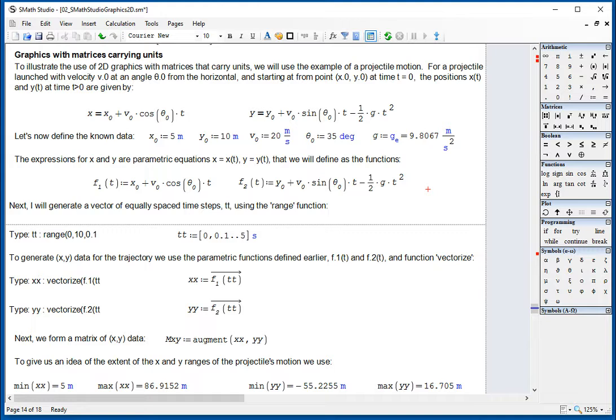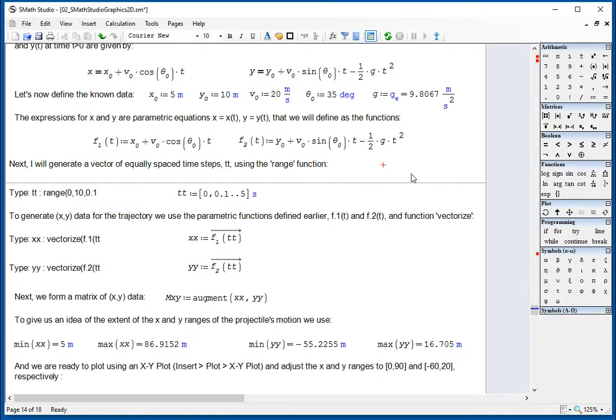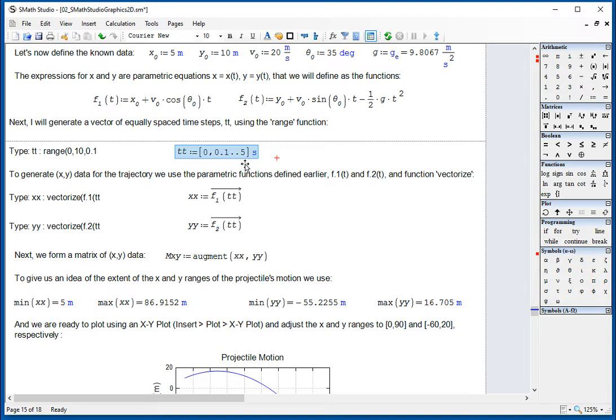If I type g.E equal, I get this constant as part of SMath Studio, and I have assigned it to the variable g here. And then I'm going to define a function f1 of t corresponding to the x, and then a function f2 of t corresponding to the y. To produce a plot, I'm going to produce a range of values of time, and so to do this, I do tt colon range parentheses 0, 5, 0.1.